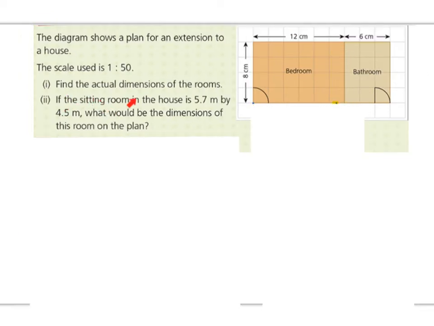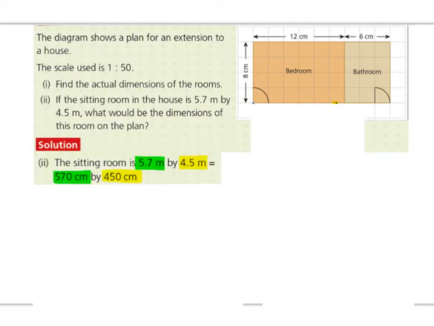So again, question 2. If the sitting room in the house is 5.7 metres by 4.5 metres, what would the dimensions of this room be on the plan? So the first thing we want to do is change from metres into centimetres. So the sitting room is 5.7 metres by 4.5 metres. Multiplying both of these by 100 changes into centimetres. So we get 570 centimetres by 450 centimetres.